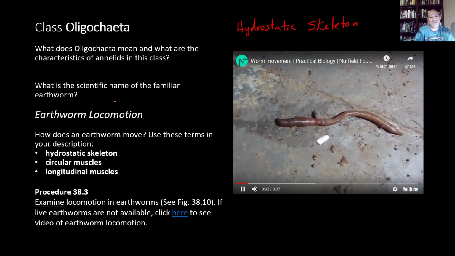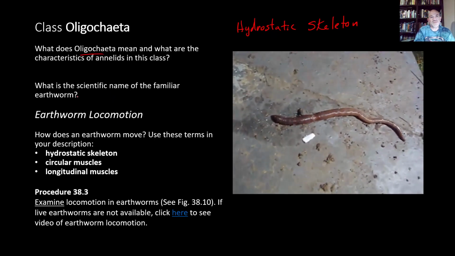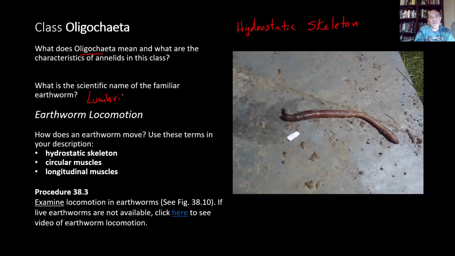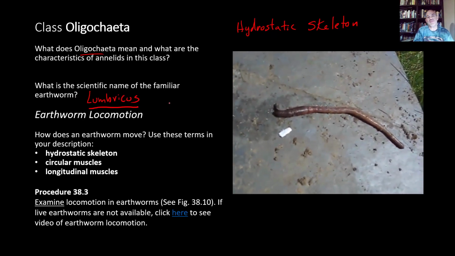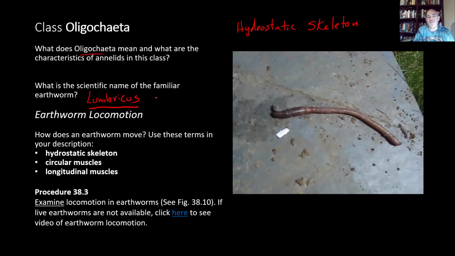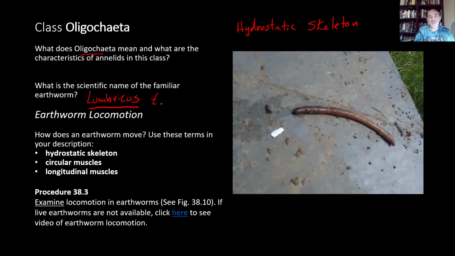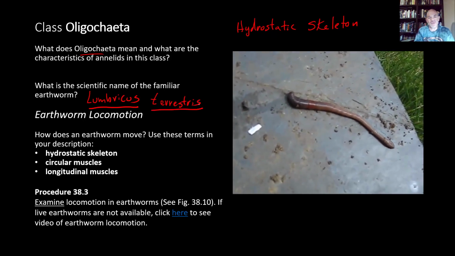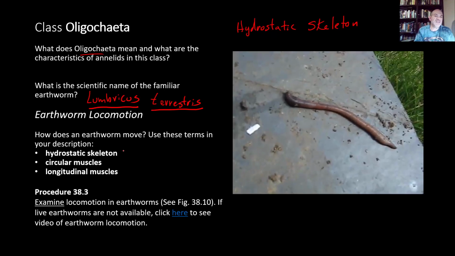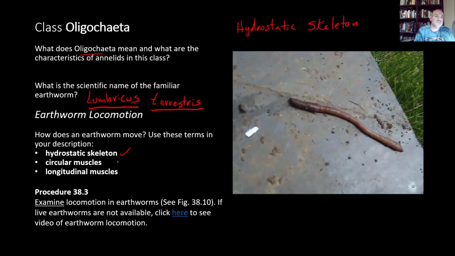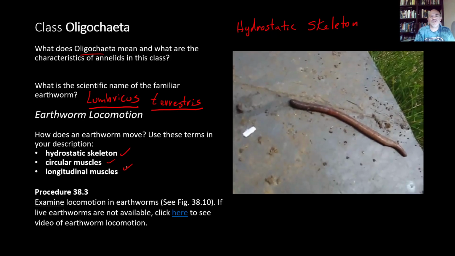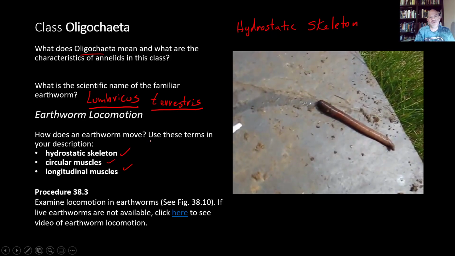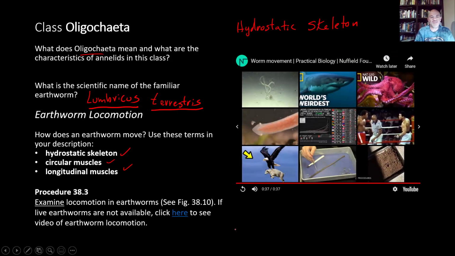What does oligochaete mean? We know that means few bristles. The scientific name for a familiar earthworm is the genus Lumbricus. You can get that right out of the lab manual. It's in the background reading there. And the full name of a common type of earthworm is Lumbricus terrestris, like terrestrial, right? And so be sure you understand how the earthworm uses the hydrostatic skeleton and the circular and the longitudinal muscles to produce the movement that you see there in the image. And it is moving forward like bilateral animals tend to do.